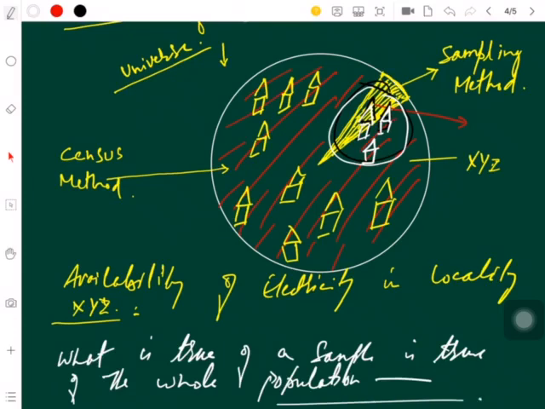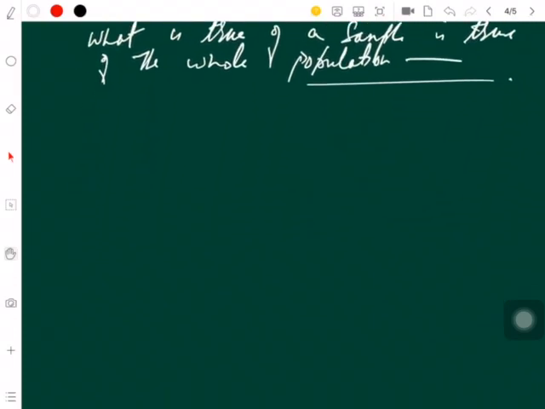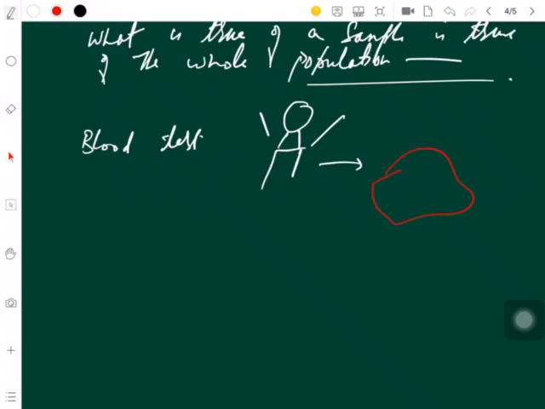The second example, before we take up the definition of census and sampling, is a very simple one. You conduct your blood tests from time to time. For the purpose of your blood test, the whole blood from your body is not taken out. What is taken out? A few drops in a small tube, and that is what is evaluated.